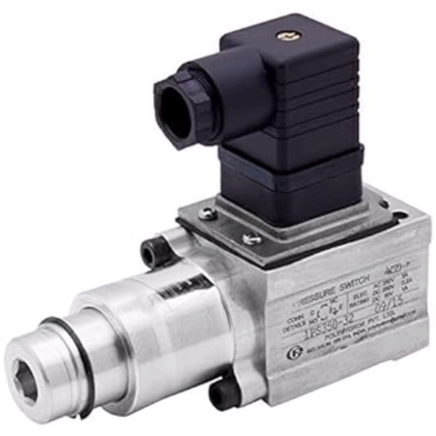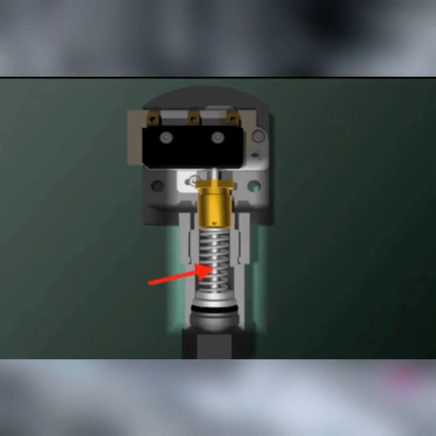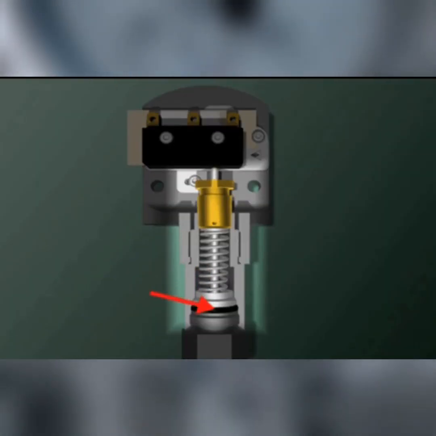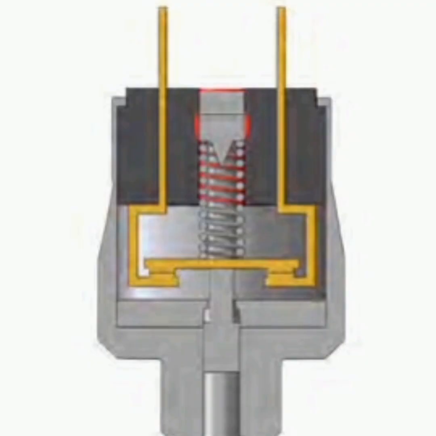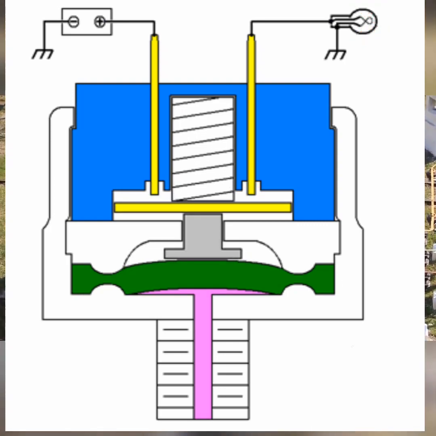Ever pondered why pressure switches hold such significance in a plethora of industries? Well, these ingenious devices are pivotal in monitoring and controlling pressure levels. By detecting changes in pressure, they can actuate or deactivate electrical circuits, thereby ensuring the smooth operation of various systems.